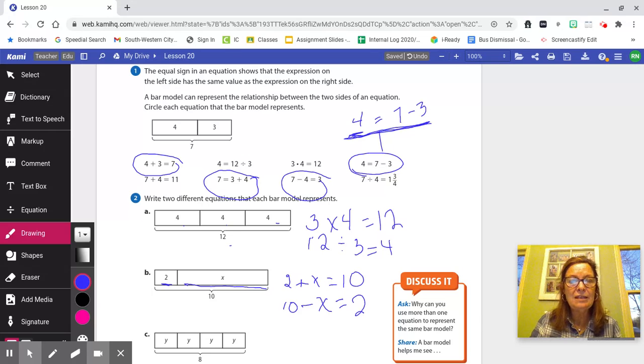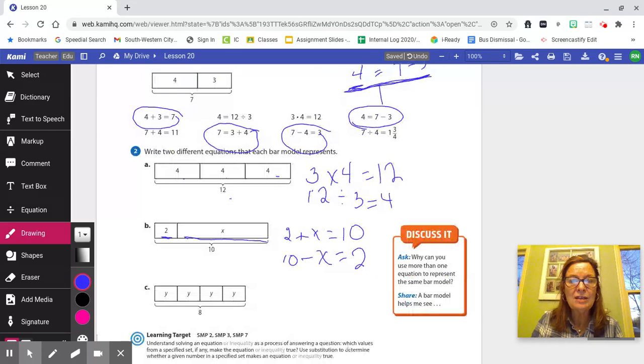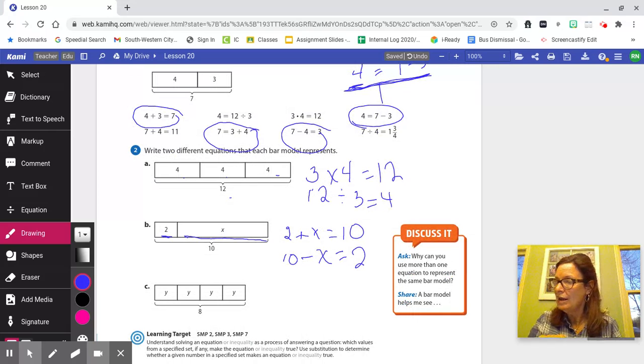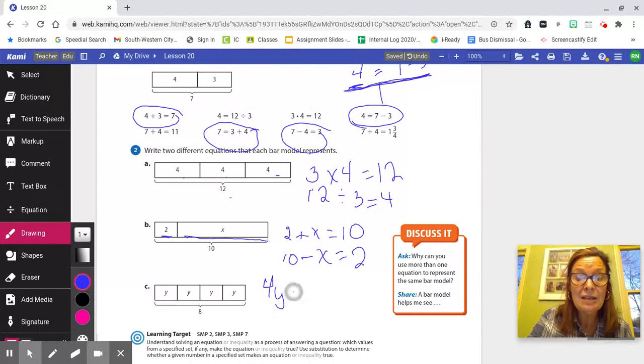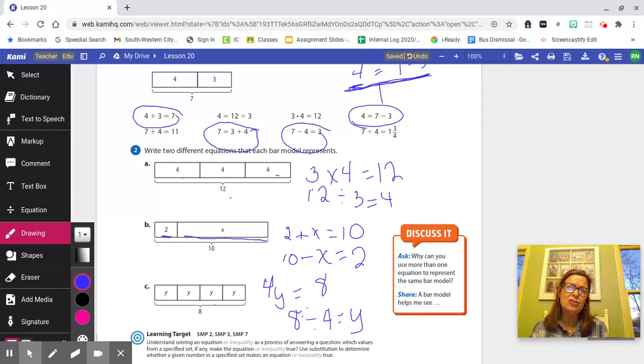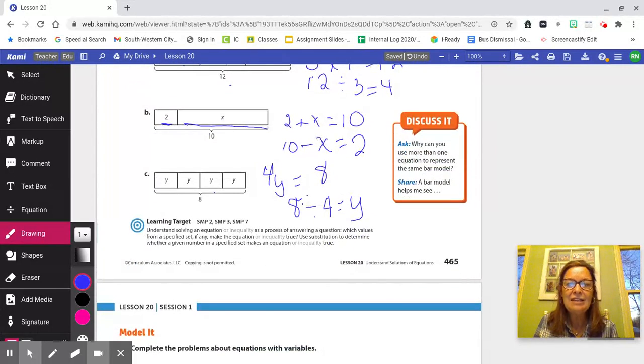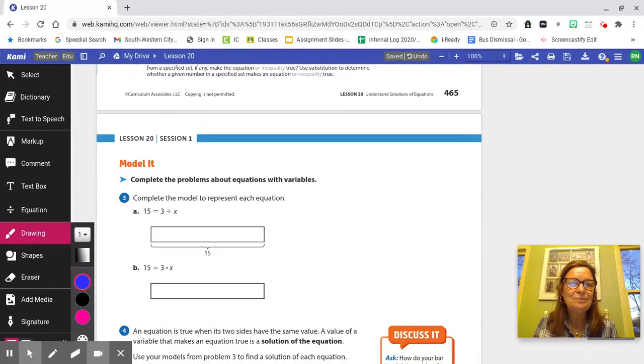And C, I have 4 y's, 4 groups of y. So I could do 4y equals 8. I could have done y plus y plus y plus y. I could have done 8 divided by 4 is equal to y. So like I said, you could have had other solutions as long as they were similar or had the same meaning. And let's go ahead and look at the next page.